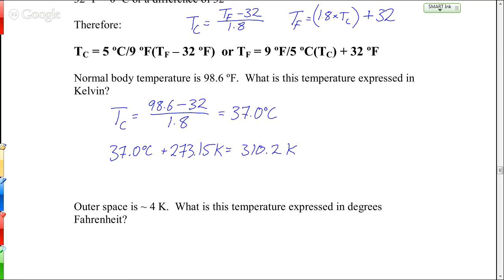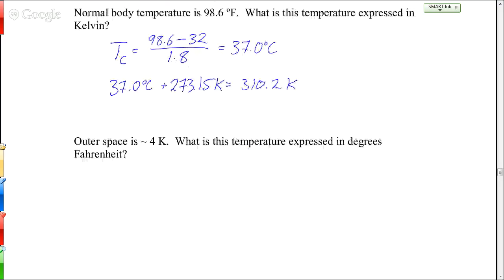So next time the doctor takes your temperature, don't actually say anything in Kelvin. They'll just think you're a dick. But you could if you want, I guess.